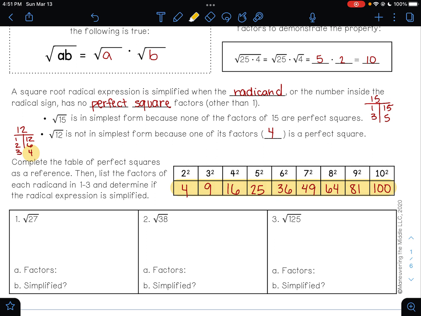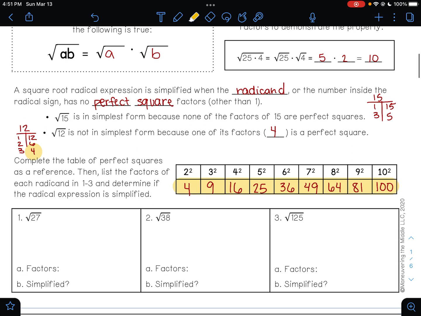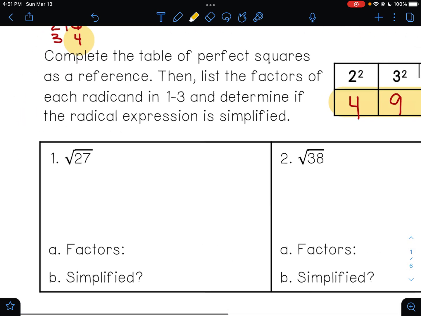So when we're simplifying radicals, we're looking to see if there's a perfect square in it. Okay, so here we go. Complete the table of perfect squares as we did that. Then list the factors of each radicand in 1 through 3 and determine if the radicand expression is simplified. So we're not actually simplifying, we're just determining if it's simplified or if it can't be simplified.